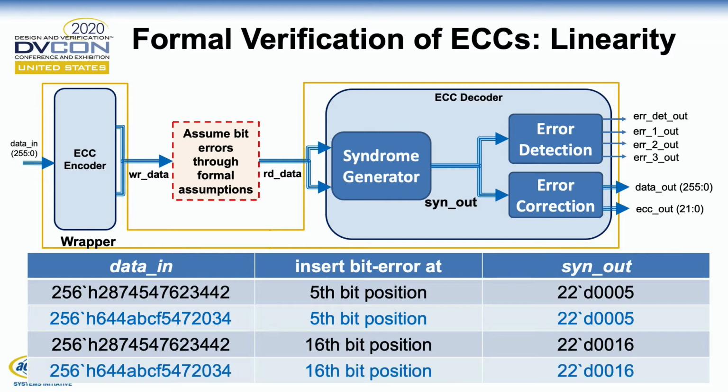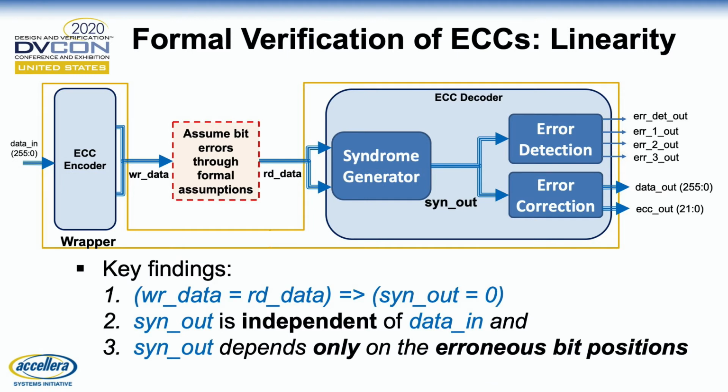So with more such experiments, we were able to realize two very important conclusions. And what are those? The first one is that the output of the syndrome generator is independent of the data in value. So this is a crucial finding of these experiments. And the second finding was that the syndrome output doesn't depend on the data in, but it depends only on the erroneous bit position.